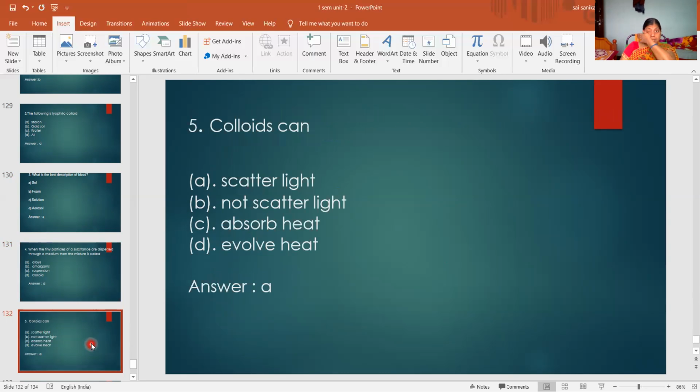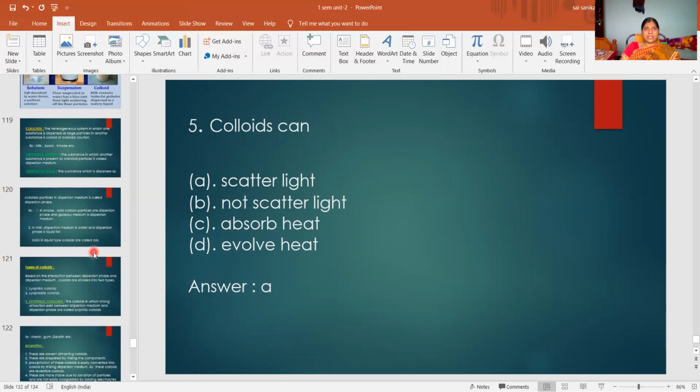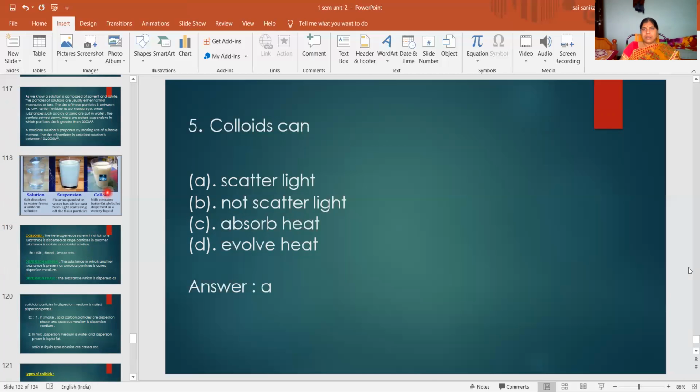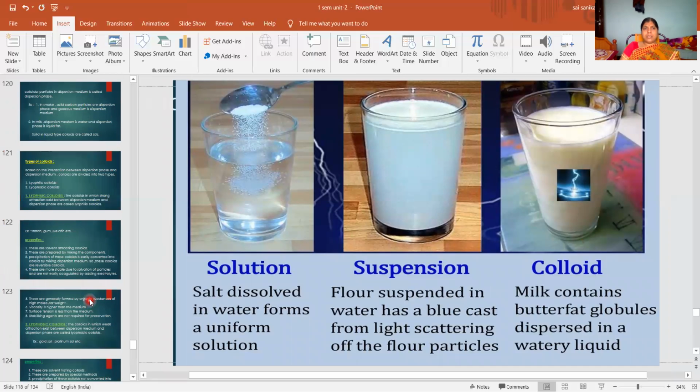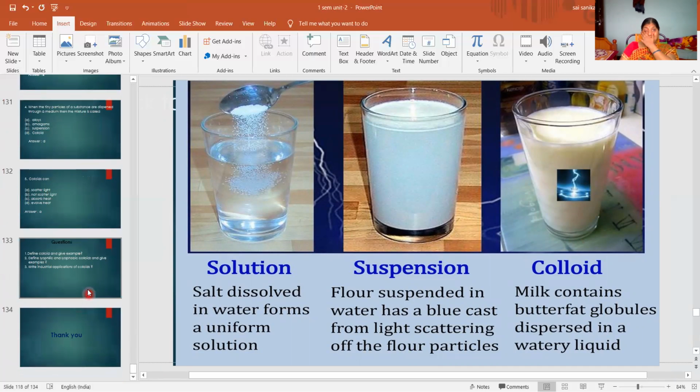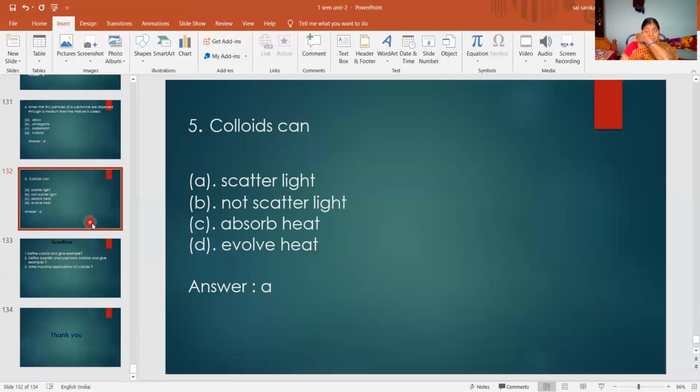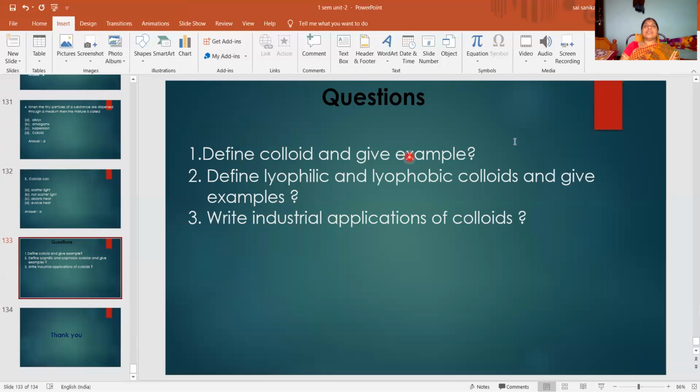The next question: colloids can scatter light, not scatter light, absorb heat, evolve heat. While explaining colloids, I have shown that colloids can scatter light. I will show once again here. So colloids can scatter light. So answer A is the correct answer. Let's come to questions.